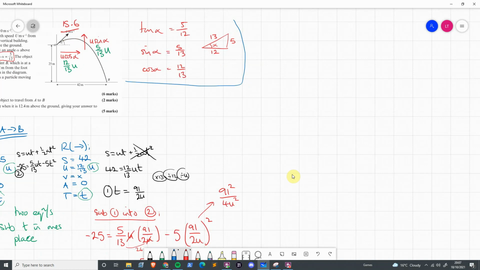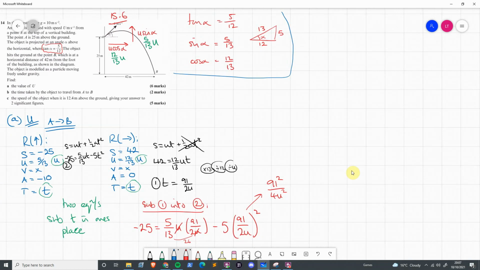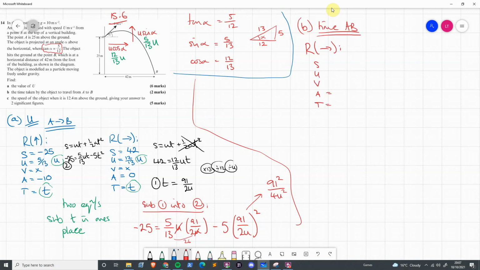Okie dokes, let's have a go at B. Hopefully it's a bit of a shorter one, only 2 marks. So the time taken to get from A to B. Well, let's resolve going across. We know the speed here is 12 over 13u, and we know that that means 12 over 13 times 15.606, etc. From our previous question.